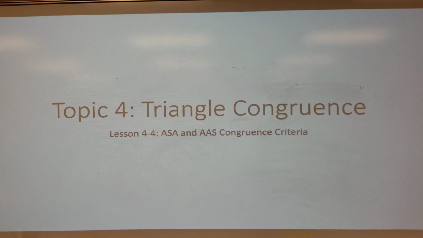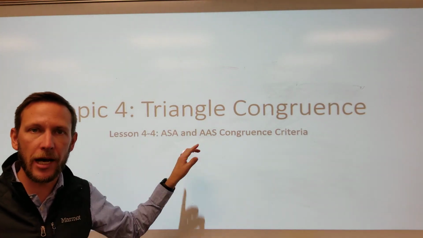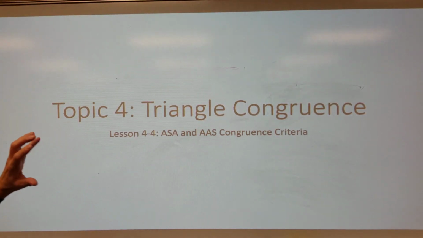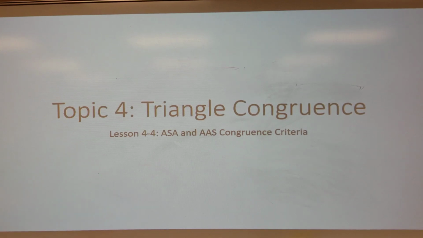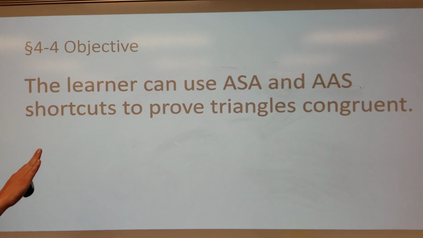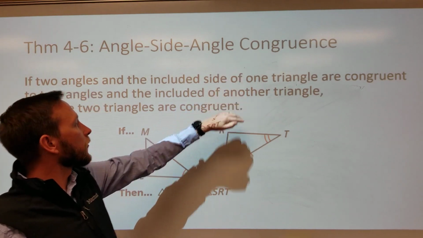All right, the fourth part of Unit 4 deals with these two additional shortcuts, angle-side-angle and angle-angle-side congruence. We're going to deal with that here, hopefully in a quick rundown of these shortcuts. Our goal is to use angle-side-angle and angle-angle-side shortcuts to prove that triangles are congruent. In order to do that, let's first understand what these shortcuts are referring to.